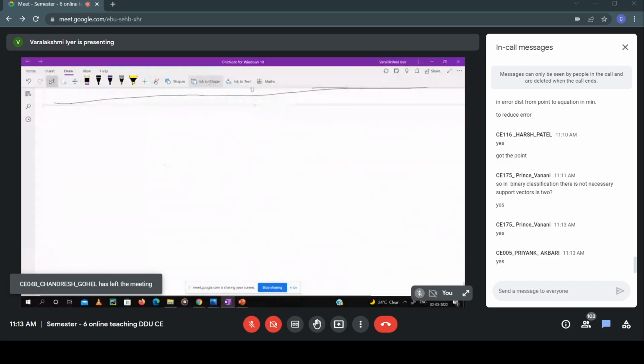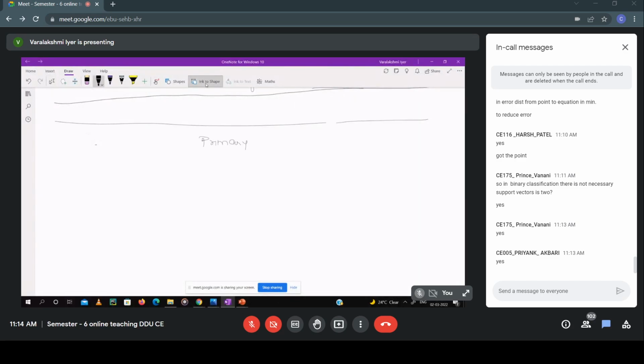Okay, so now that we have defined the primary idea behind support vector machine, why we are utilizing it and what the main idea is. That is to find a hyperplane equation such that the margin distance is highest. Okay, margin distance is highest.